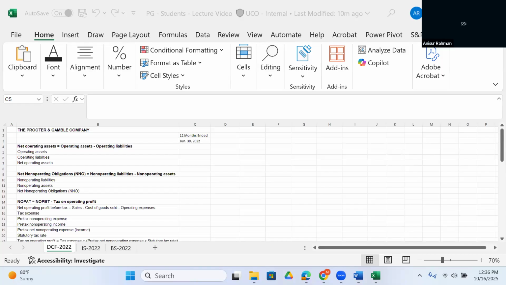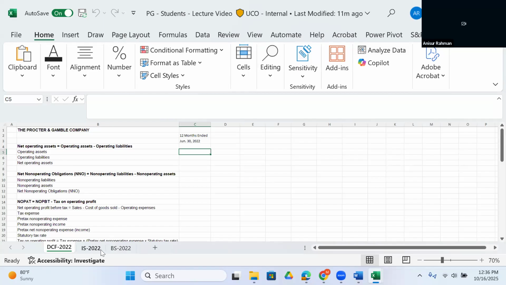Here I will go over discounted cash flow analysis, or DCF in short, for the Procter & Gamble company. I'm going to do this analysis based on financial statements of 2022. In your case, you will do it based on the most recent published financial statements.